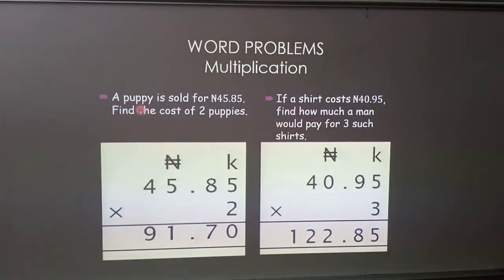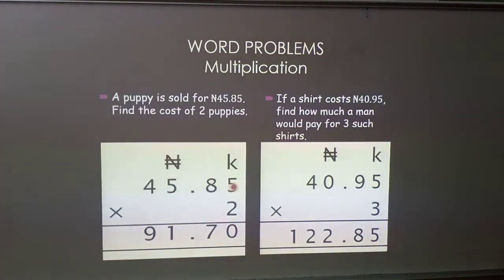We have 2 of those. A puppy is sold for 45 naira, 85 kobo. Find the cost of 2 puppies. Okay, now these 2 puppies have the same price. It means we are going to multiply. Again, arrange 45 under the naira column, 85 under the kobo column, and 2 under. Remember, this is neither 2 kobo nor 2 naira. It's just the number 2.